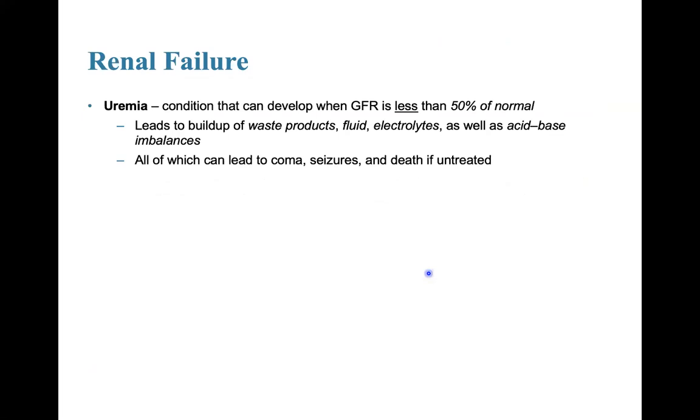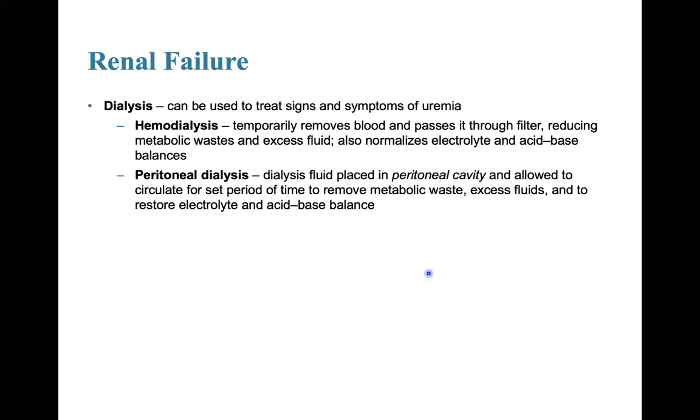Uremia is a condition that can develop when the GFR is less than 50% that of normal. This leads to a buildup of waste products, fluid, electrolytes, as well as acid-base imbalances, all of which can lead to a coma, seizures, and death if left untreated. Now, unfortunately, when somebody enters into more chronic renal failure and the kidneys are really failing, you need to go through dialysis until you can obtain a kidney transplant. Now, you only need one kidney, actually, to maintain normal function here. And dialysis can be used to treat the signs and symptoms of uremia.